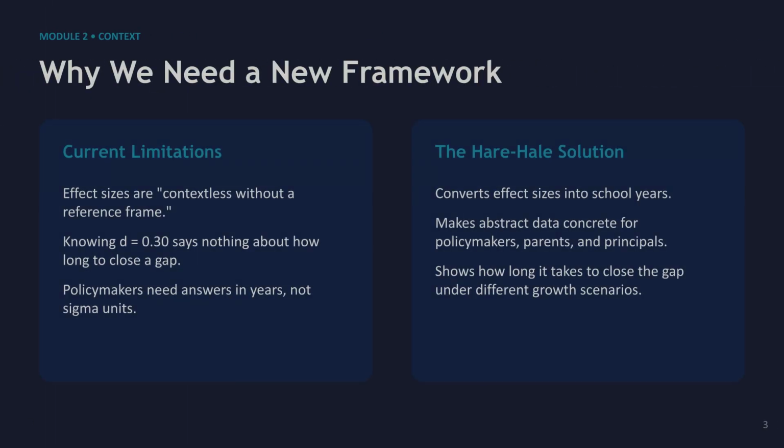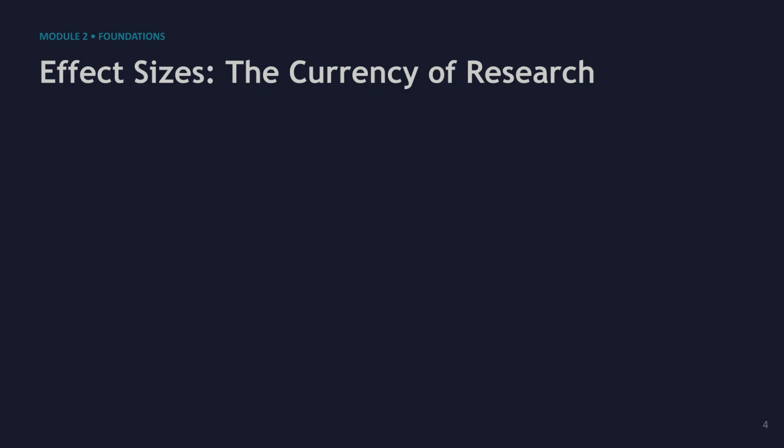Effect sizes are contextless without a reference frame. Knowing d equals 0.30 does not tell policymakers how long it takes to close a gap. The Hare-Hale solution converts effect sizes into school years, making abstract data concrete and showing the time needed to close gaps under different scenarios. Cohen's d is the currency of research, measuring the standardized difference between two groups.